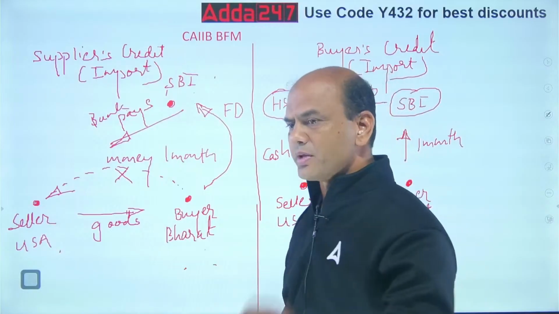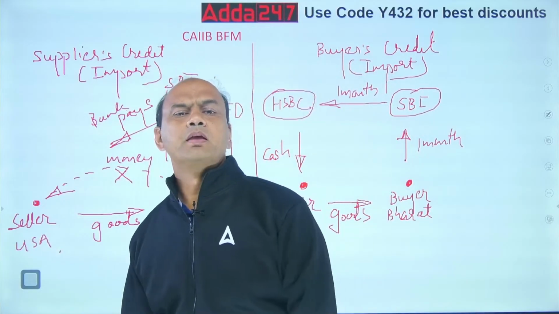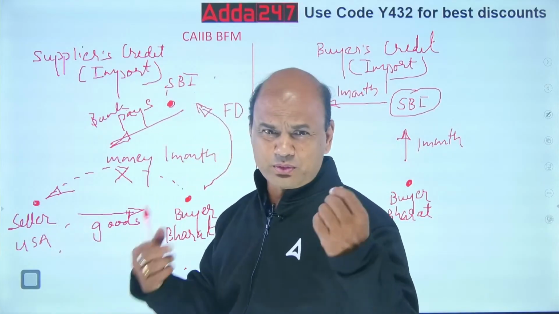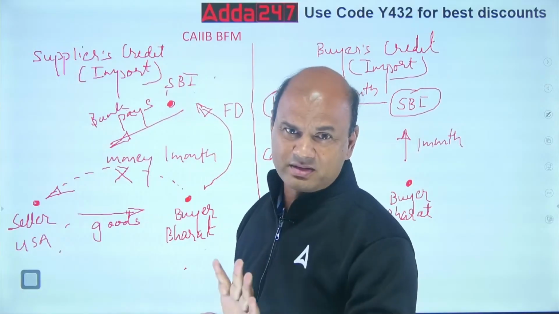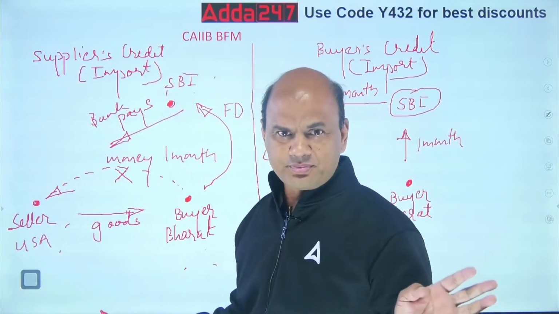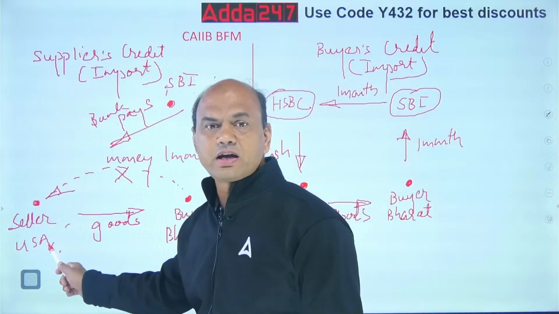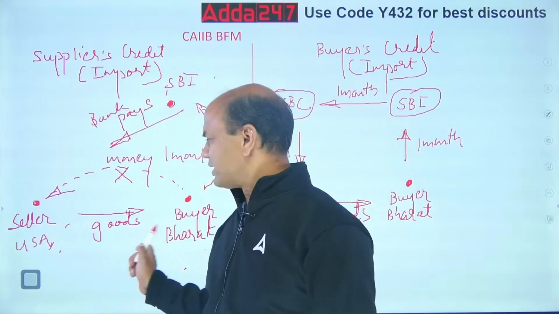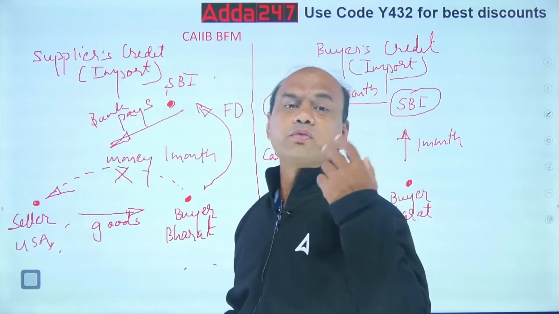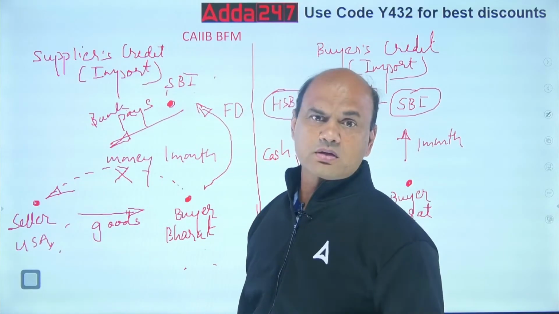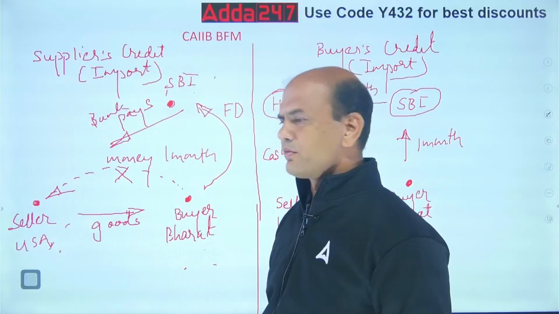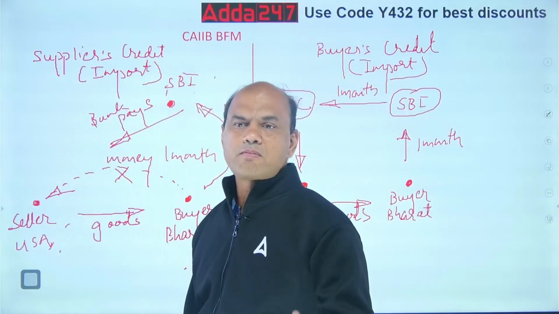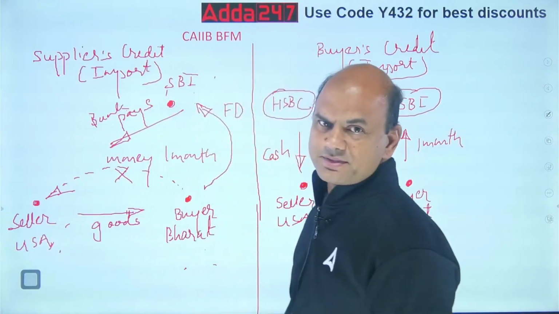Now there is a problem. What is the problem? The problem is this supplier says, I don't care for you, I don't care for your bank, I don't care for anyone. I want cash right now. I am not ready to wait for 3 months. You will give me after 3 months? Who will wait for 3 months? My money is locked for 3 months. Forget it. I want cash right now, or leave it. What will you do in this case?